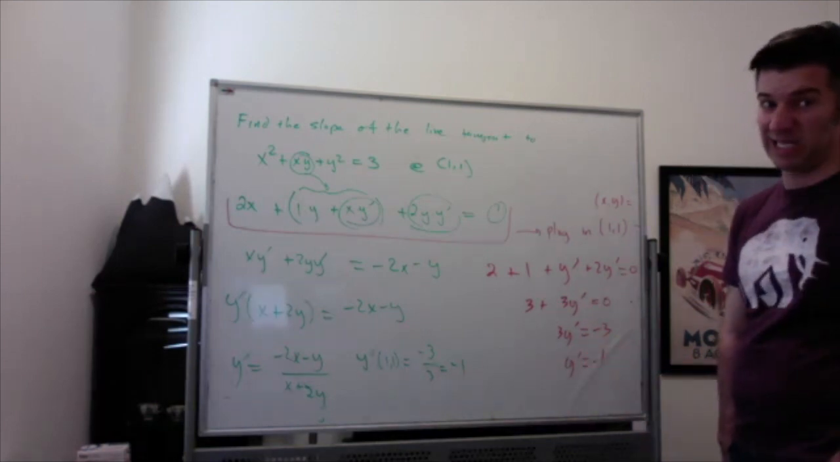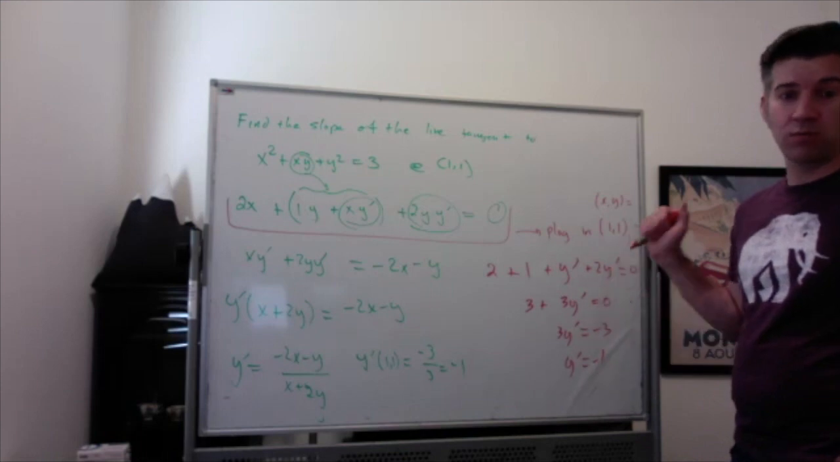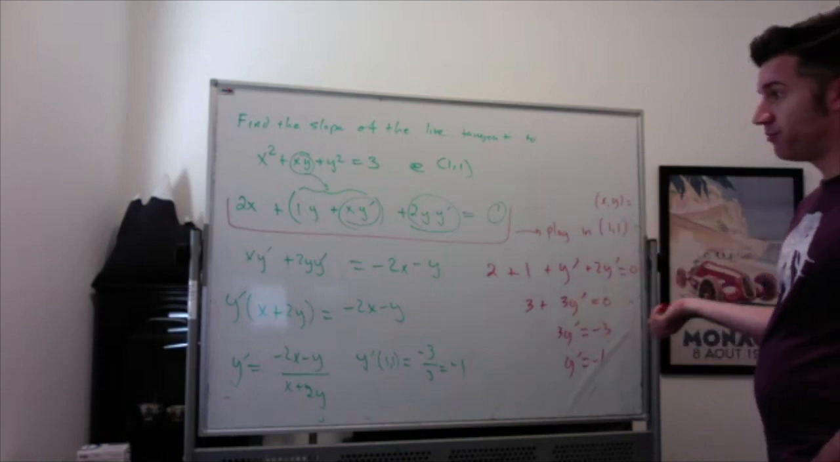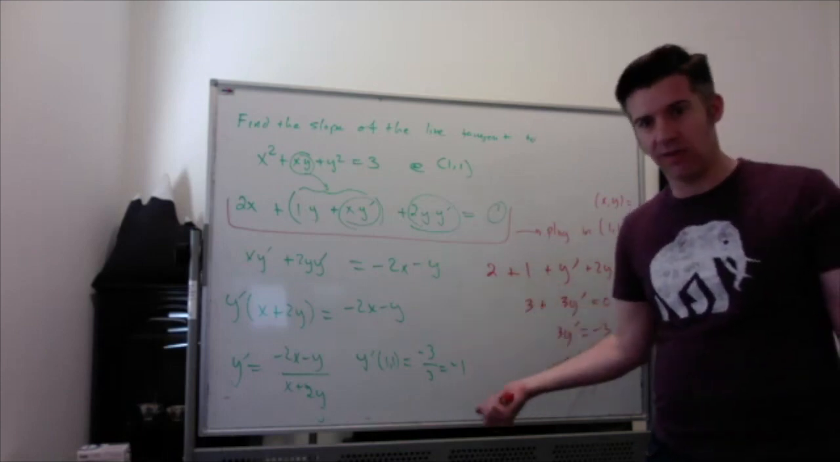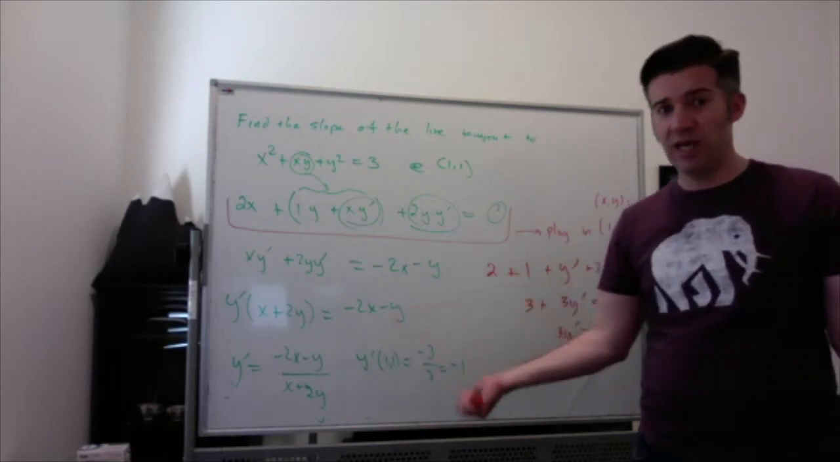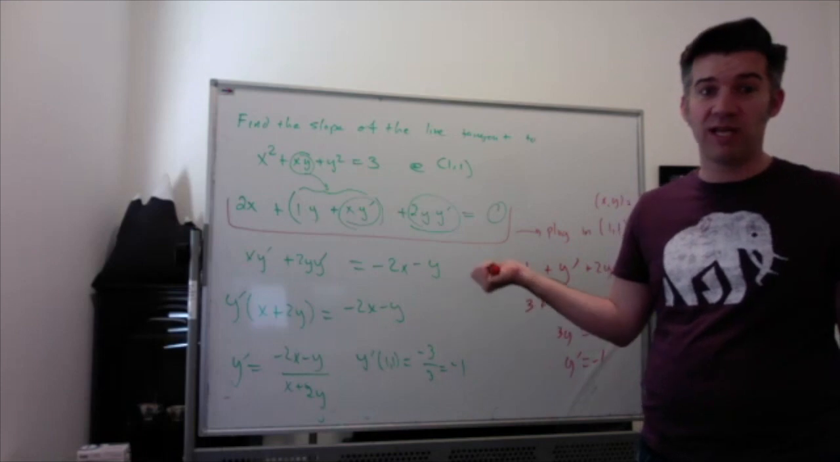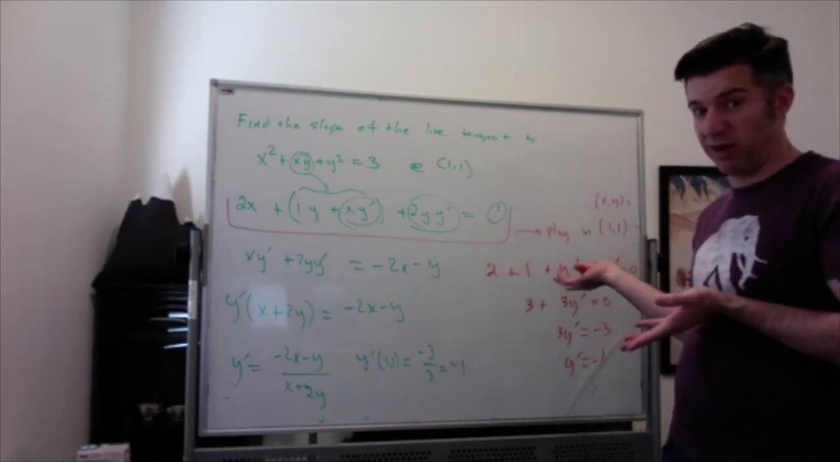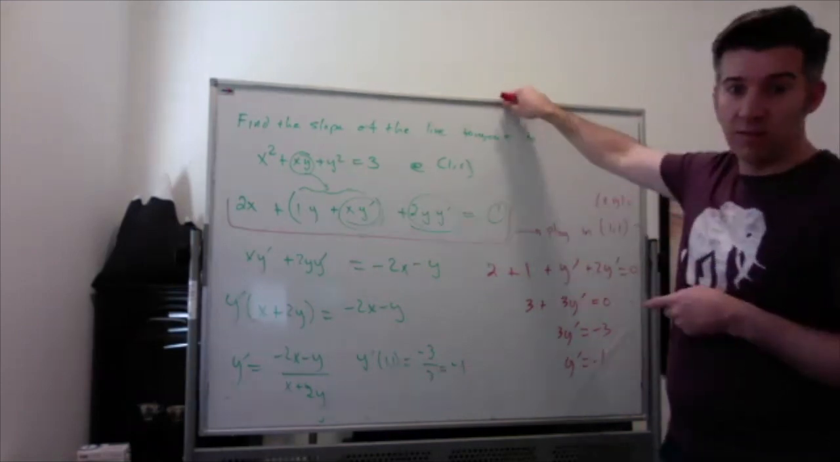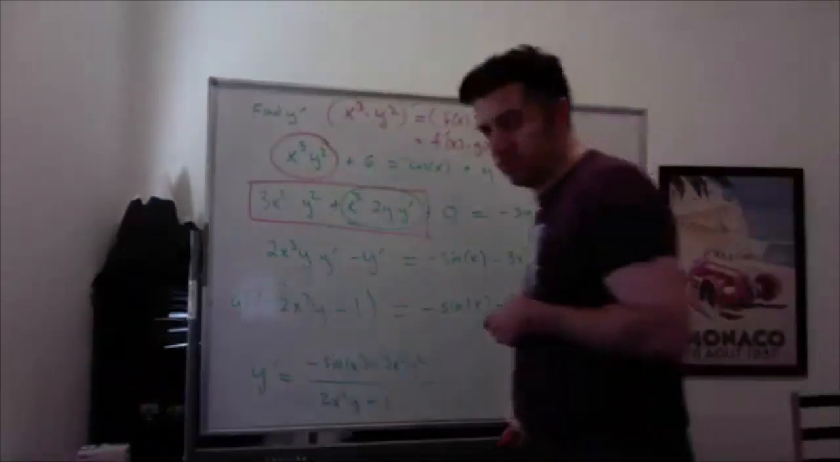I feel like that's a lot easier. The thing I will warn you against is that if they're actually asking you to find the derivative everywhere, you can't do this, right? You have to find y prime in terms of x, y. But if they're only asking you to find the slope of the tangent line at one point, then you can totally do this. And it's usually quite a bit easier. Let me show you one more example.